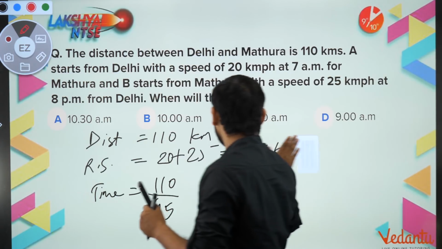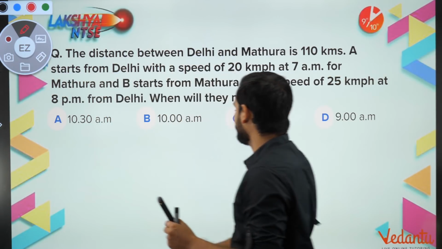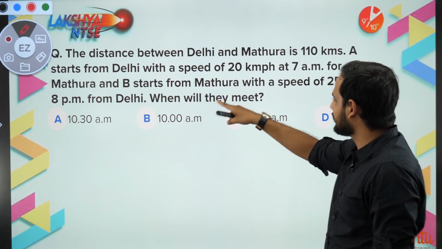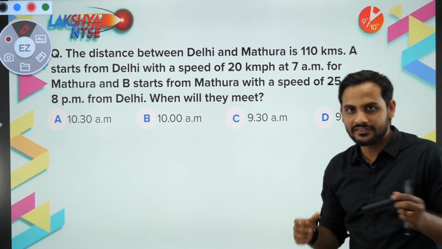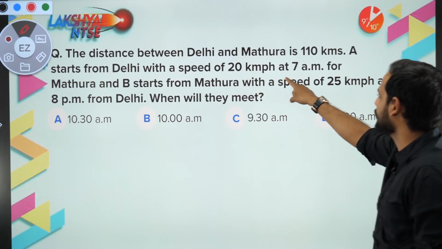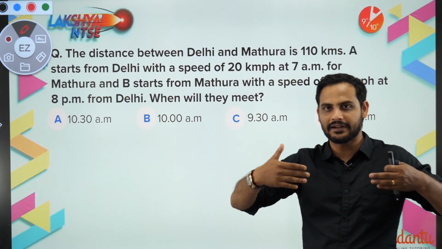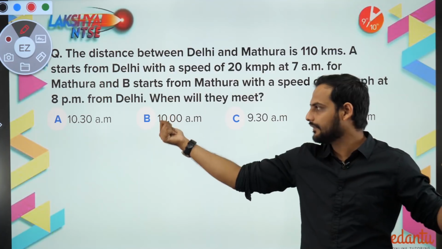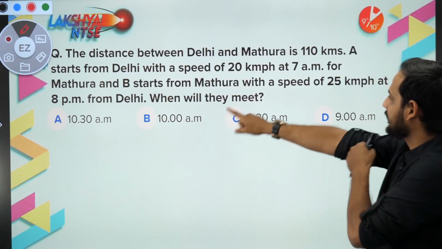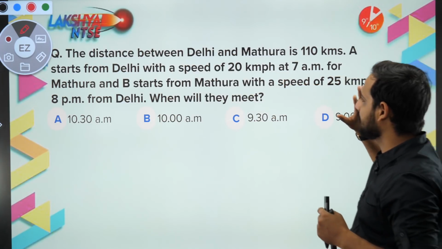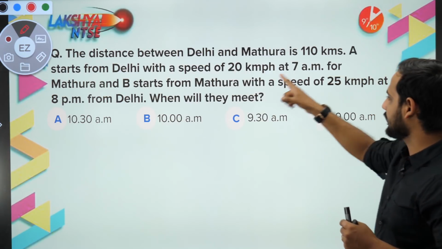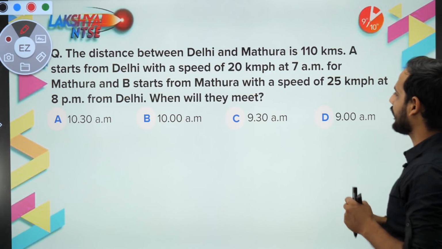Oh, wait. Bit tricky. See what happens now: one is starting at 7 a.m., the other one is starting at 8 a.m. So this is the difference. The train moving from Delhi is starting at 20 km per hour. If both left at the same time, then whatever I have told would be the same. Now let us see in this question what has happened. So when will they meet?